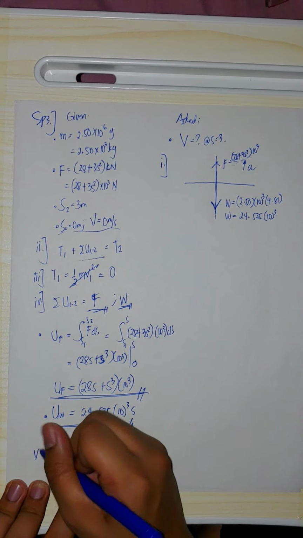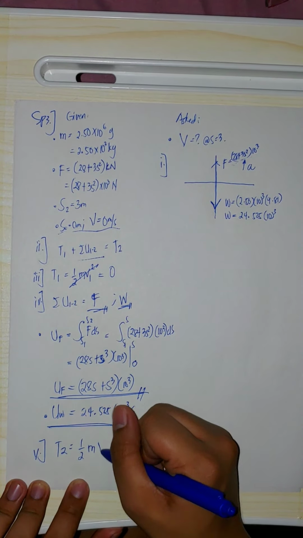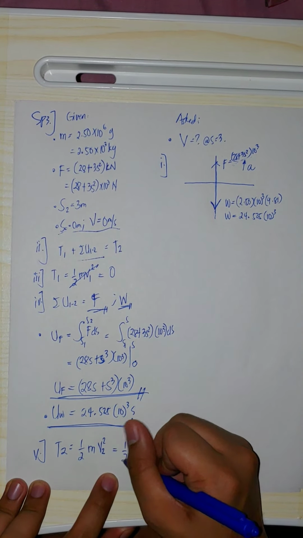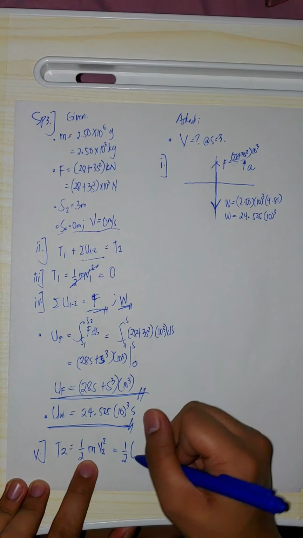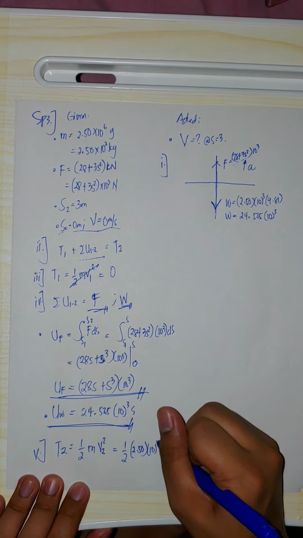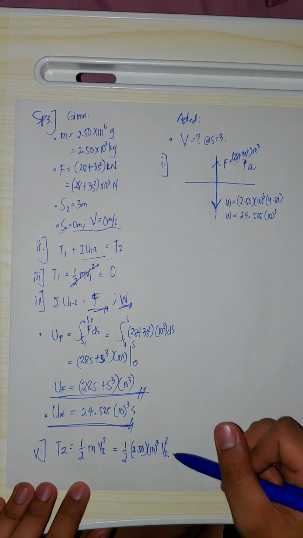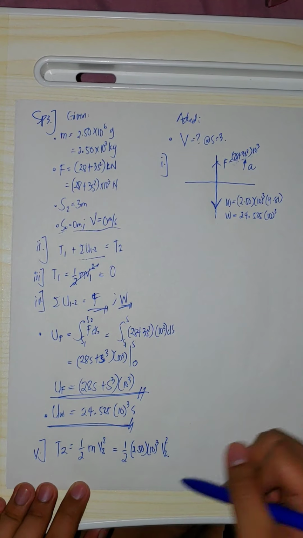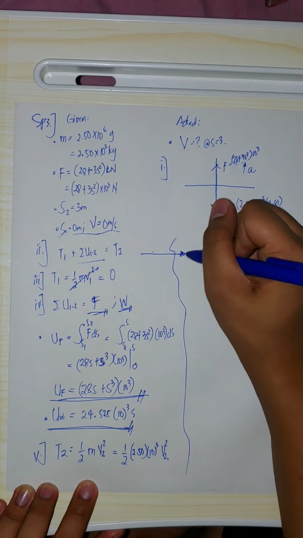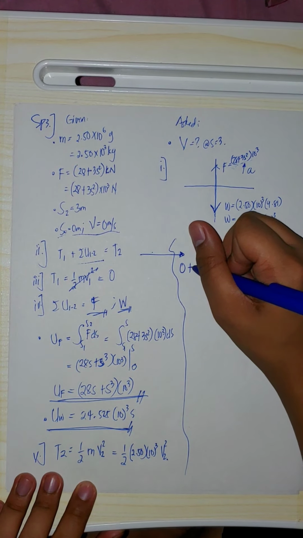How about our final kinetic energy? That is just equal to 1/2 the mass times the final velocity, v sub 2 squared, which is equal to 1/2 times the mass, 2.5 times 10 cubed kilograms, and then the square of the final velocity, or the velocity at 3 meters. So this is our equation. Substituting from this equation, that is just equal to 0 plus the total work done.